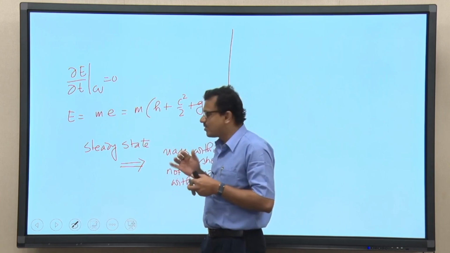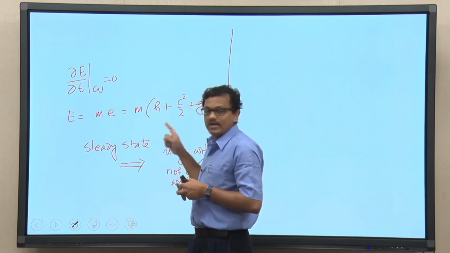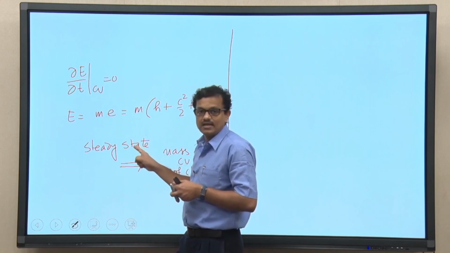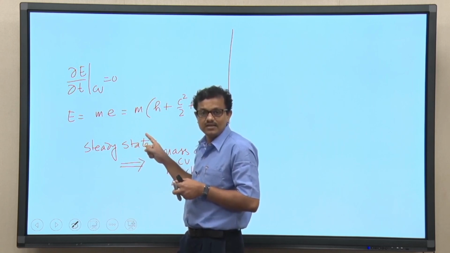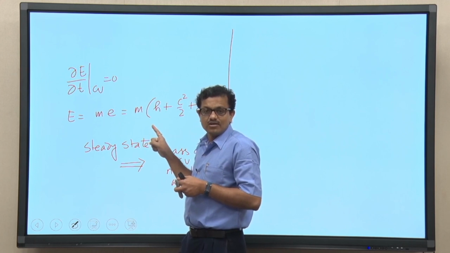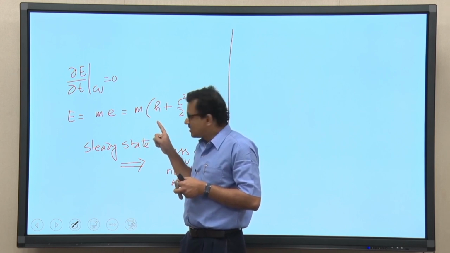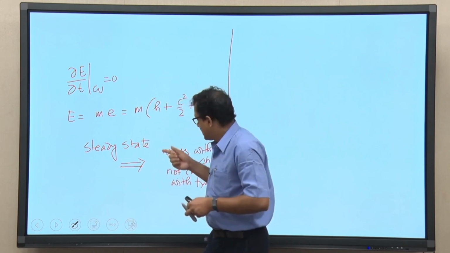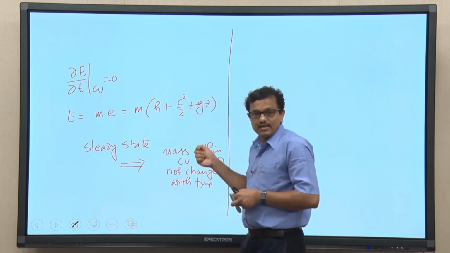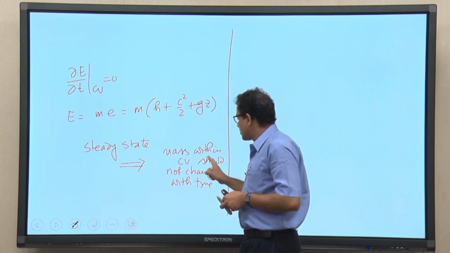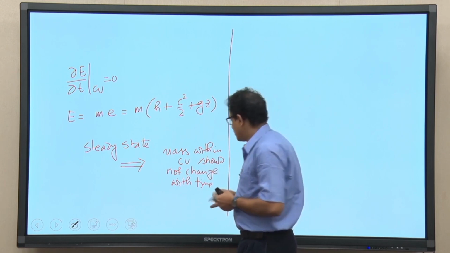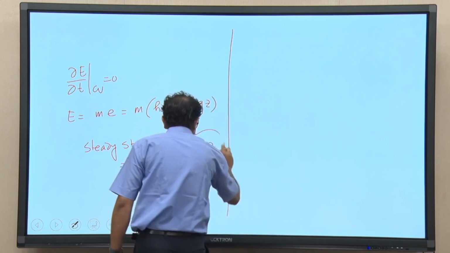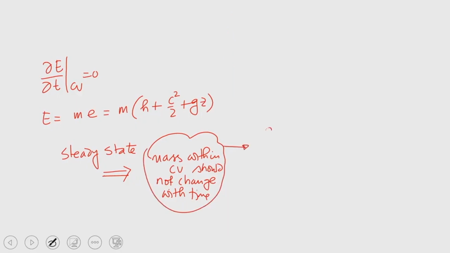So, the most important part is that if we need to ensure the steady state, that is, steady energy state, that means the total energy within the control volume will not change with time, it necessitates that the mass within the control volume should not change with time. So, what does it physically mean? Flow has to be steady, right.